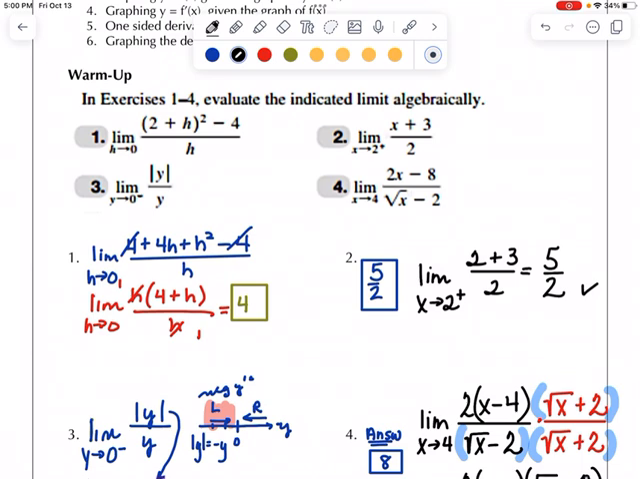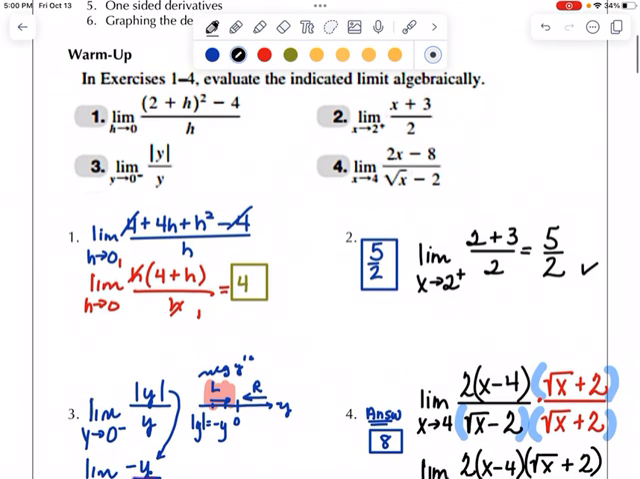For number 2, though, direct substitution works quite nicely, 2 plus 3. Even though you're approaching from the left-hand side, you could still do a direct substitution. A number just below 2 is still 2, and as you approach 2 from the right, we get 5/2 for our answer there.